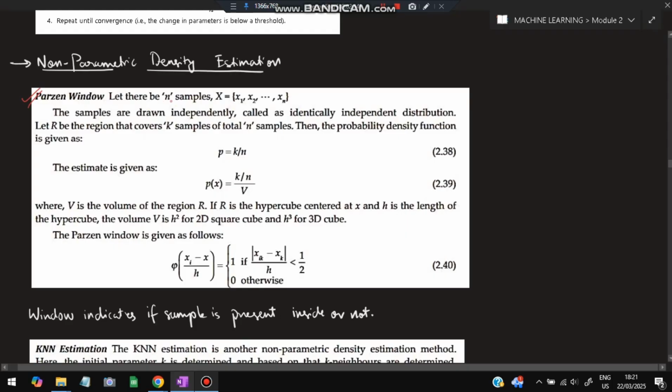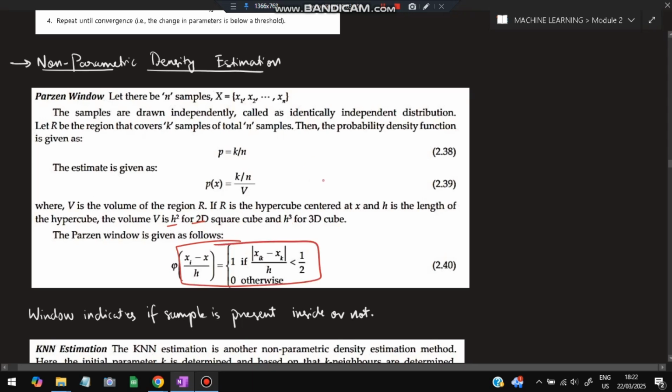Parzen window means n samples will be there. For example, n fruits are there, and I have k samples from the total of n samples. From n samples I took k samples. Now the probability of that will be k by n, obviously, right? So if there is a volume of the region R, V of a hypercube, you don't need to know actually what it is, just understand it. V is the volume of the region R of the hypercube, and how do you calculate the volume? h cube for a 3D cube, h square for a 2D square. And this is the probability function given.